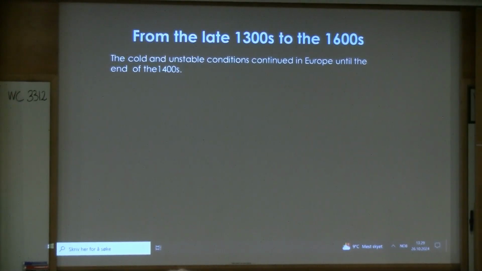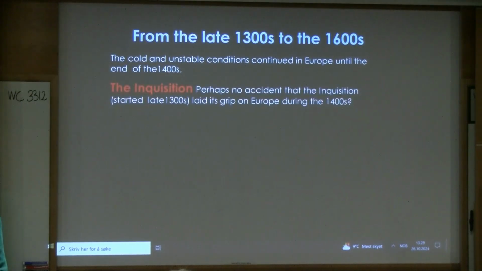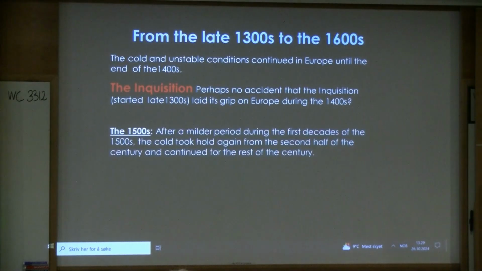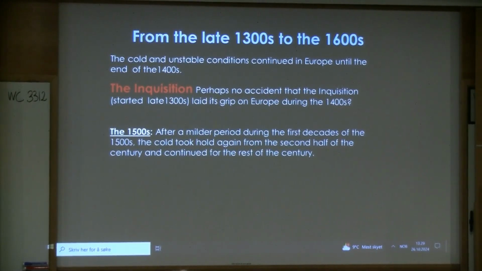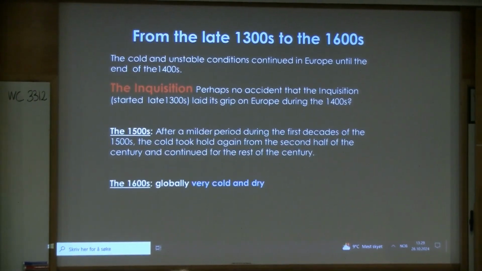From the late 1300s to the 1600s, it continued to be cold and unstable. And what then happened? I think it's interesting to note that this was the period of the Inquisition. Perhaps it was no accident that this happened during this horrible climatic period. After a milder period during the first decade in the 1500s, the cold took hold again, and it continued for the rest of the century.